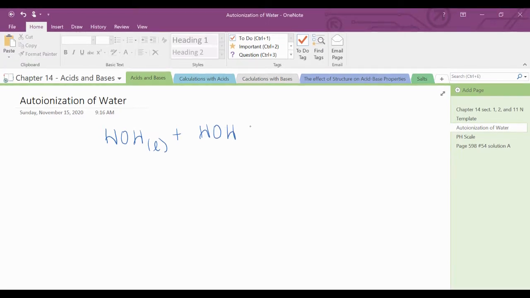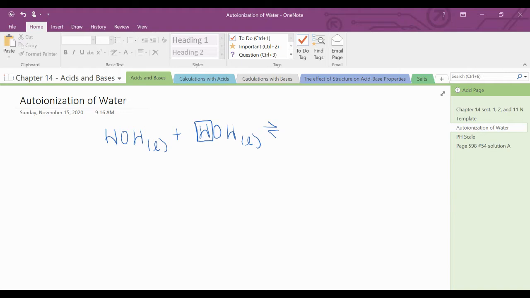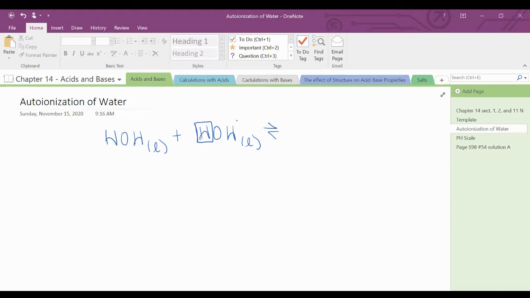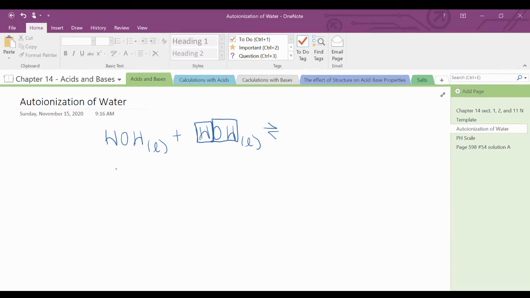And I'm going to write this as HOH instead of H2O. This way we can clearly see that I have a hydrogen ion, which we associate with being an acid ion, and I have a hydroxide ion, which we associate with being a base ion. So one of my water molecules is going to act as the acid, and one of my water molecules is going to act as the base.